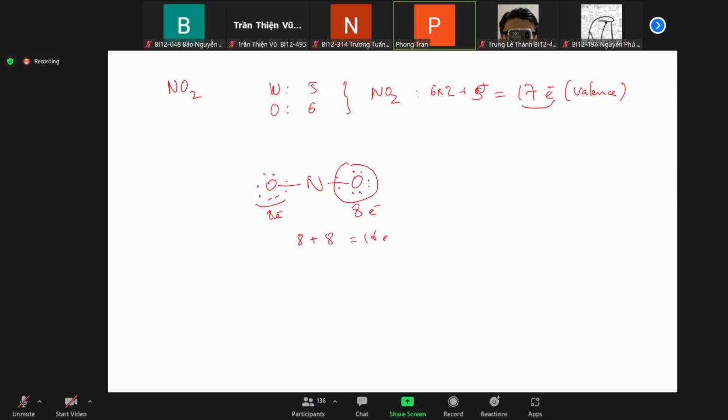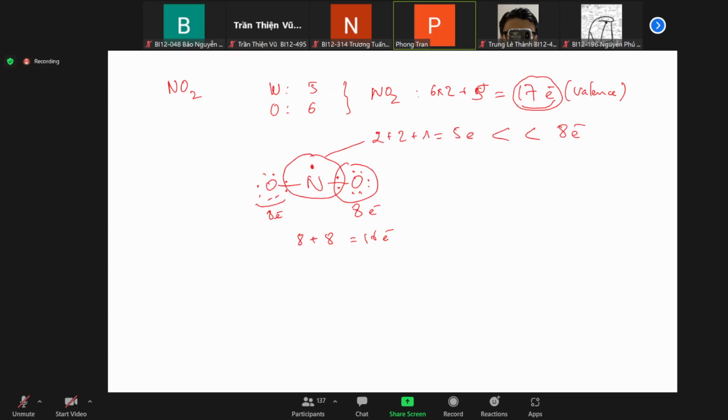And you have a total of 17 electrons, so you put the leftover electron on the nitrogen, so you have this one. Now you look at the number of electrons surrounding the nitrogen. You have 2 plus 2 plus 1 equal to 5 electrons, very small compared with the electrons you need to satisfy the octet rule, okay?